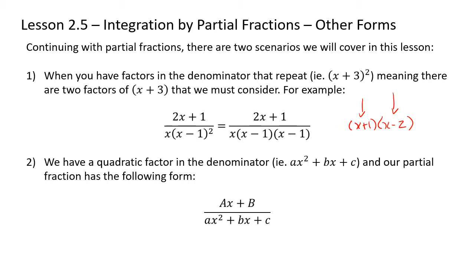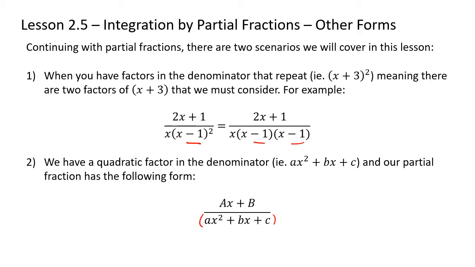So the first scenario we're going to look at is how to set up the partial fractions when we have two of the same factor. So x minus 1 squared, as an example, factors out to x minus 1 times x minus 1. So it's the same factor. That's scenario 1.